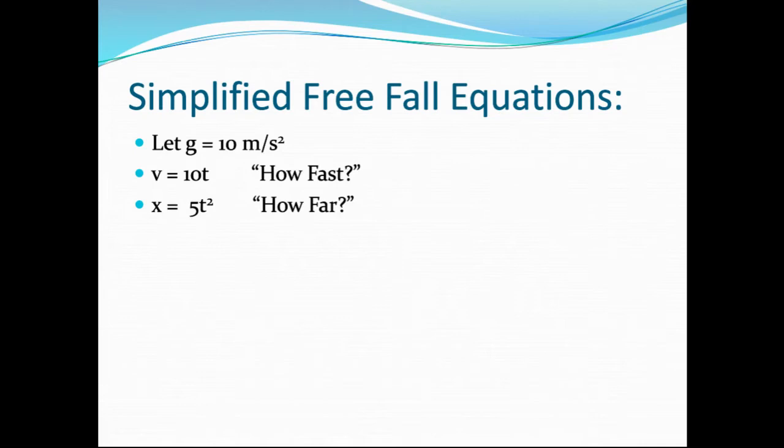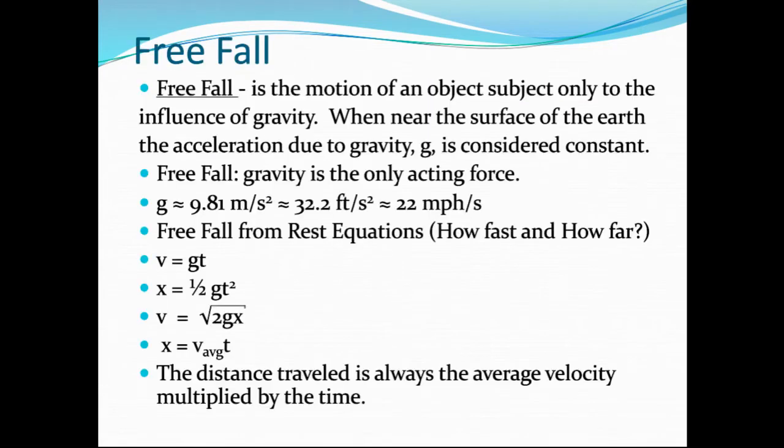In fact, let's just go back a slide if we can. This formula right here, x equals 1/2 gt squared, if you solve this for the time, what formula would you get? Well, wouldn't you get a square root? Wouldn't you get t equals the square root of 2x divided by g? Think about that. In fact, that would be the time of fall. If you knew the height that it had fallen, or the distance, you could calculate the time of fall.